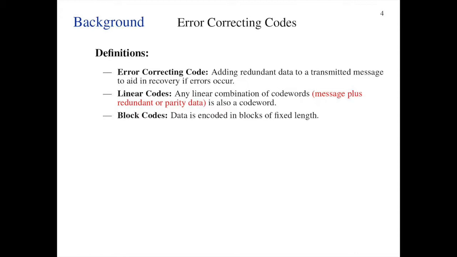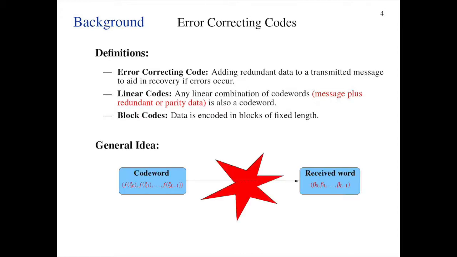All right, so an error correcting code is this idea of adding redundant and parity data to a message you wish to send over a network so that it may be recovered. The codes we're going to be dealing with are all linear codes. And by linear codes, we mean that any linear combination of the code words, that is the message plus the redundant data, will give you a new code word. And block codes are codes that are of fixed length. So we'll be dealing in that area.